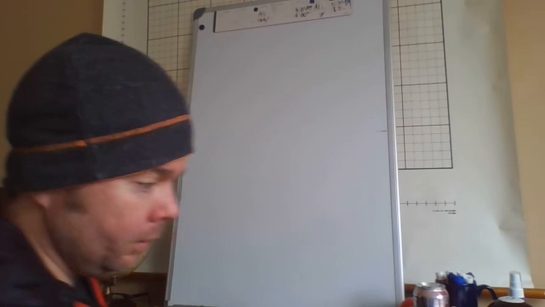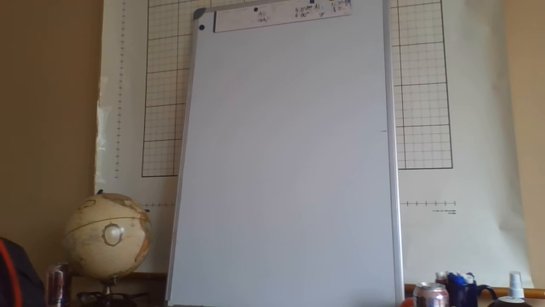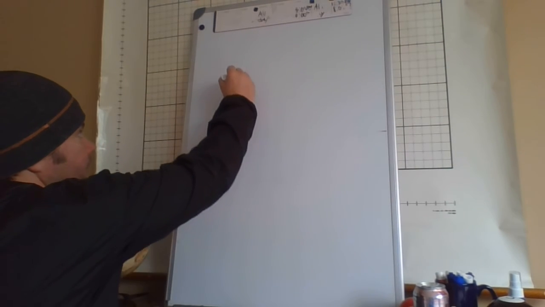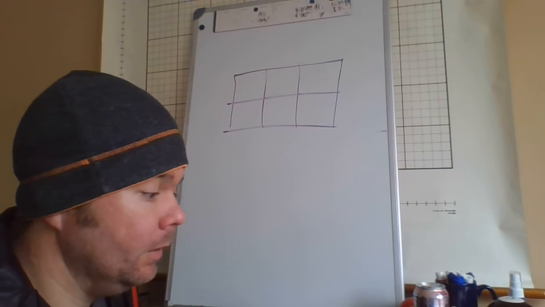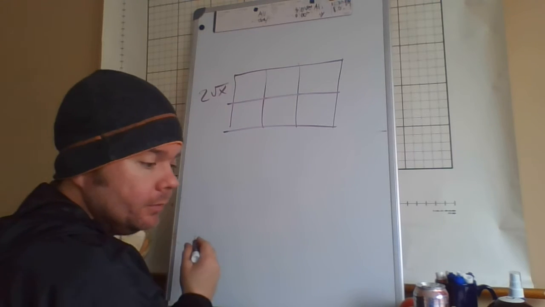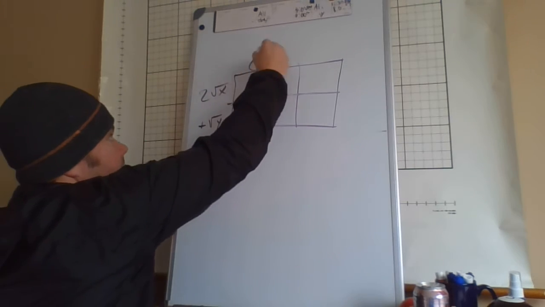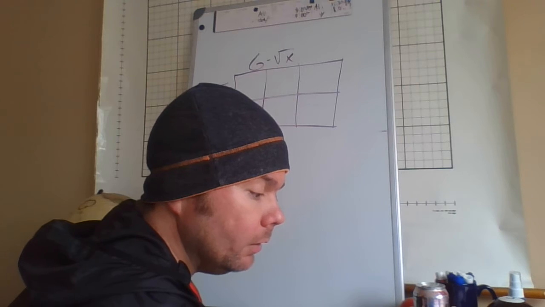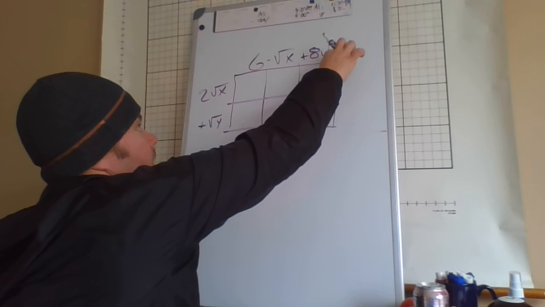Okay, here's one more. It's a binomial times a trinomial, so I'm not even going to think about anything other than the box method here. It's a 2 by 3, like this. I'm looking at 2 times the square root of x plus the square root of y, and then 6 minus the square root of x and 8 times the square root of y. Yep. Sloppy. All right.